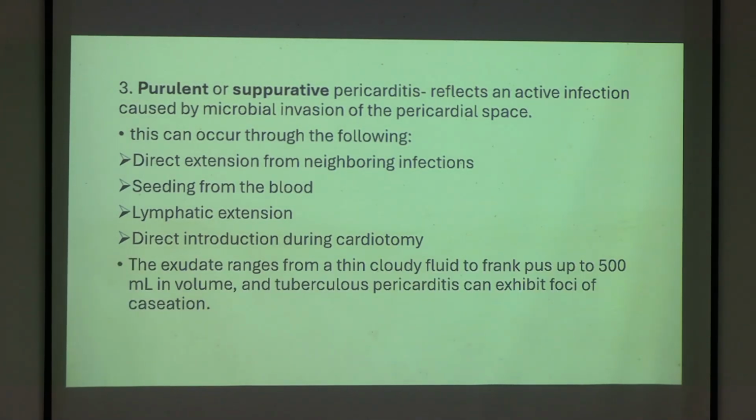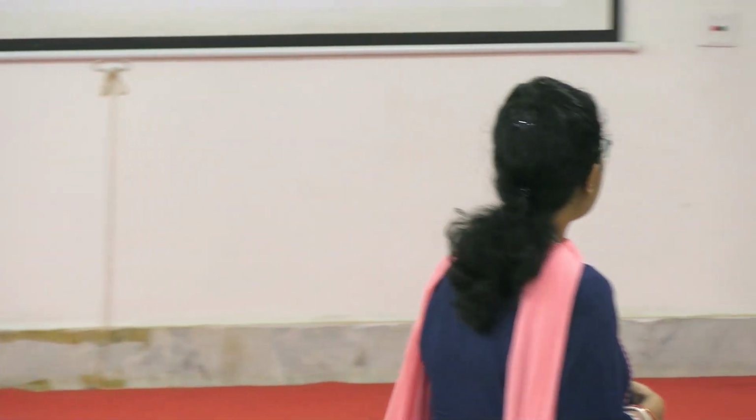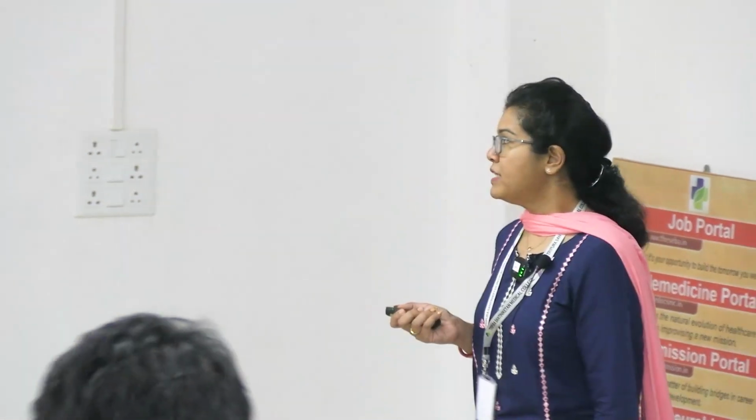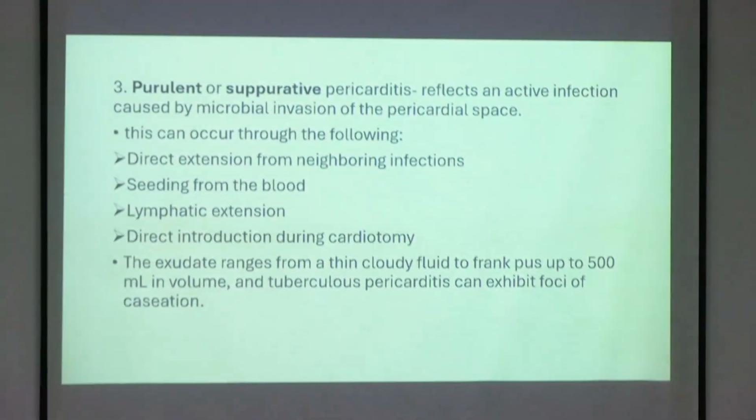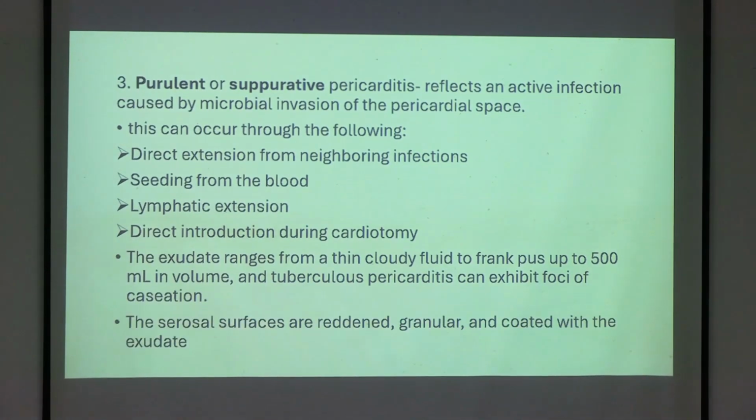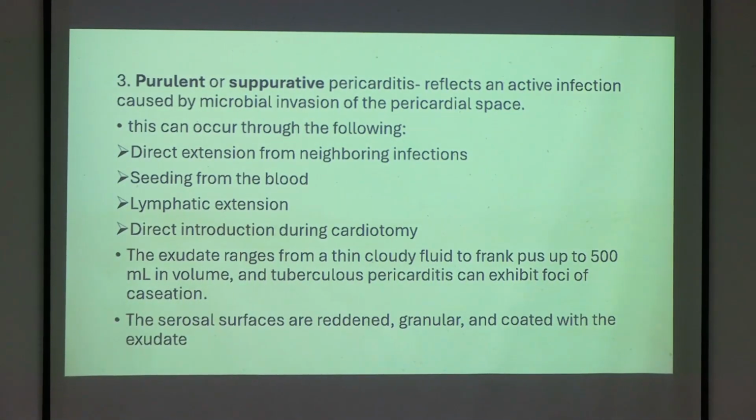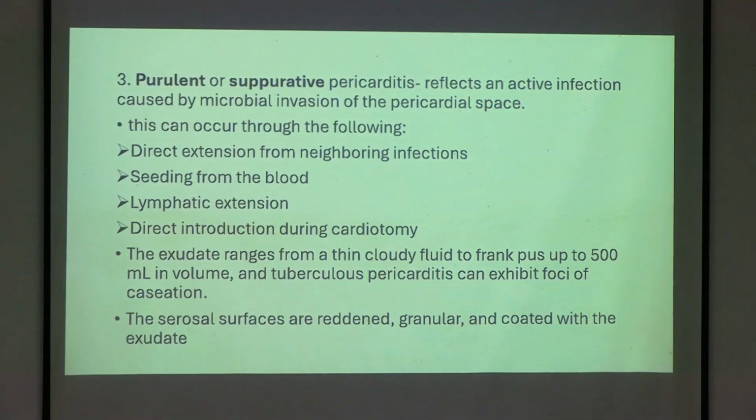This exudate can be cloudy. What is exudate? What will pus consist of more? Proteins, okay? So they will be cloudy, frankly pus, and up to 500 ml in volume. Tuberculous pericarditis can exhibit foci of caseation. The serosal surfaces are red and granular and coated with the exudate.